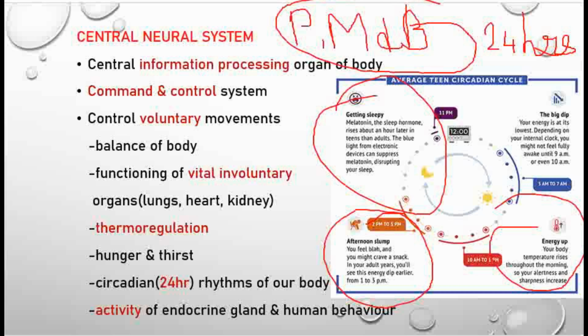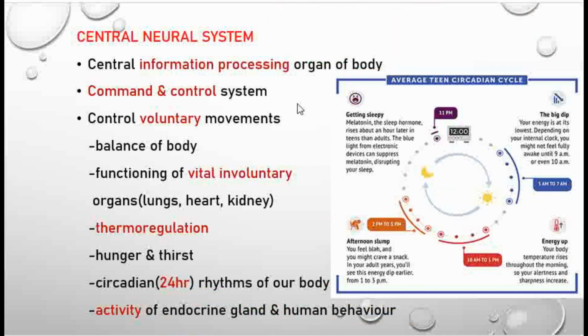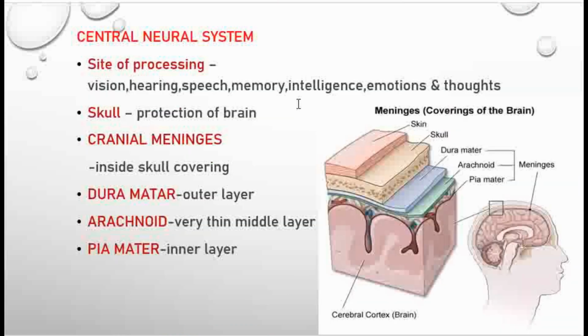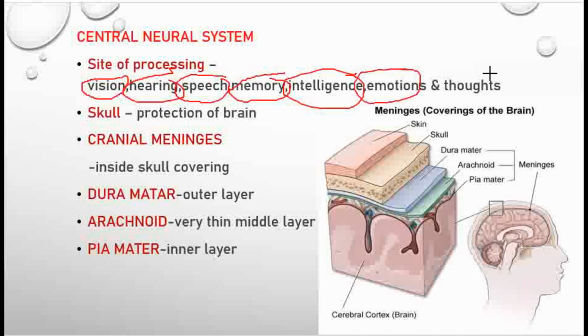And the activity of the endocrine gland is also controlled by the brain, and human behavior is also controlled by the brain. Next, apart from this, it is also the site of processing of vision, what we see with our eyes, hearing with our ears, speech from our mouth, what we speak, memory, intelligence and IQ, emotions, thoughts. All of these are processed by this brain.